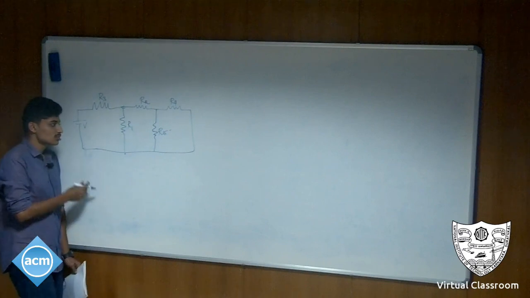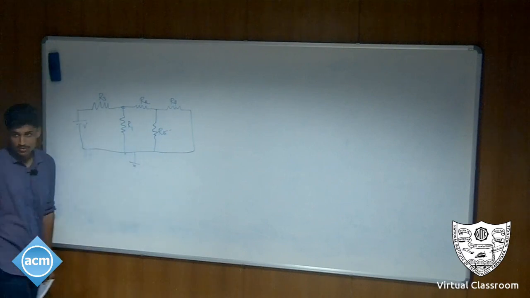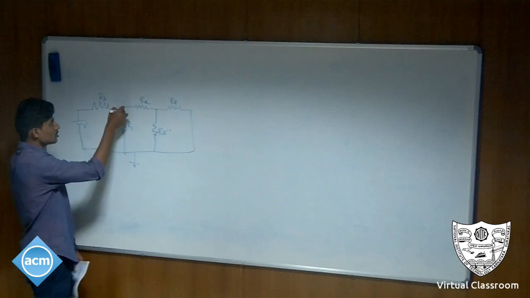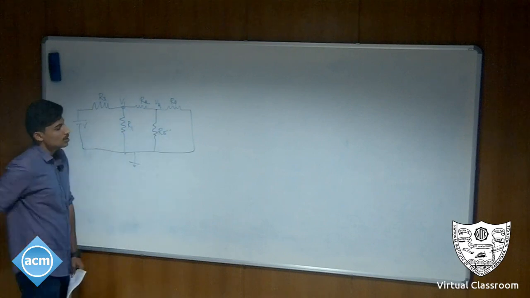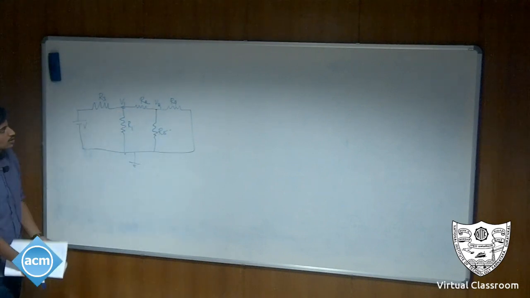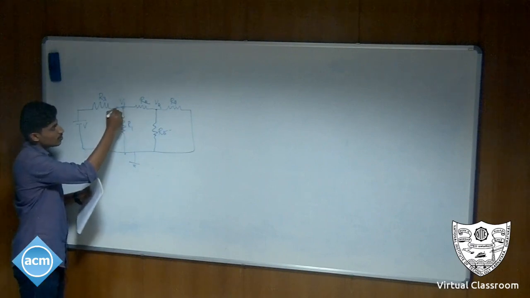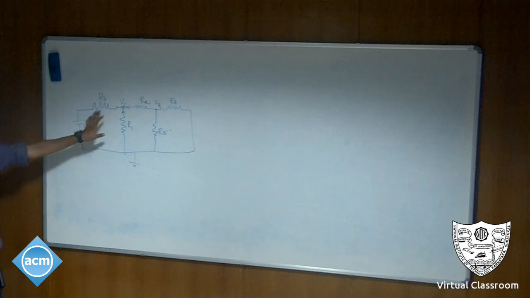When you have a circuit like this, you can always assume the negative terminal here to be a ground. It's grounded, for example. And you can assume that each of these nodes has a voltage, say V1. In general node analysis, you assume the current leaving the node is positive, and the current entering the node is negative. Current leaving the node is positive.